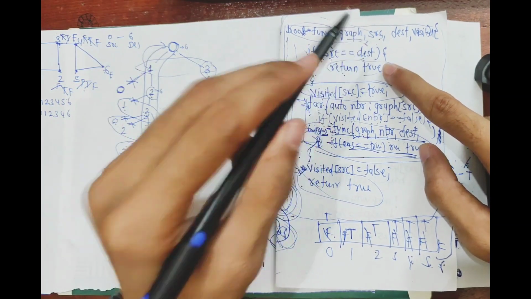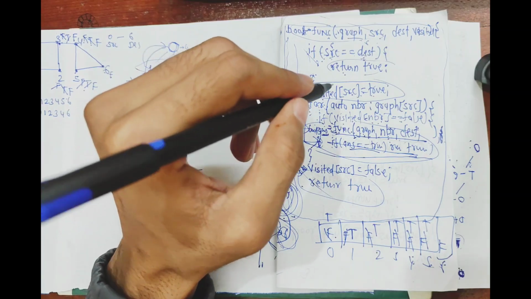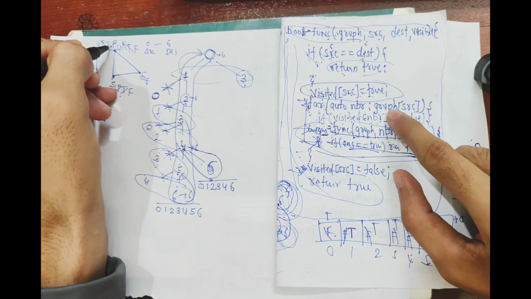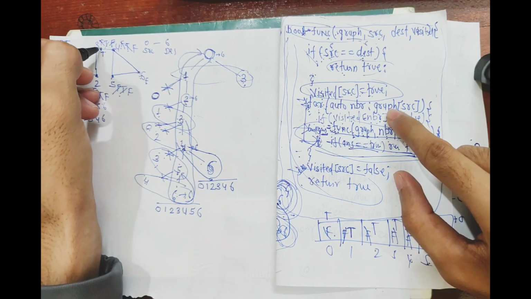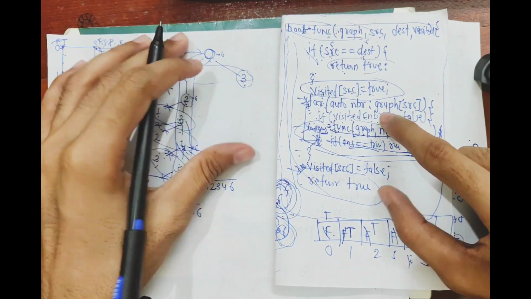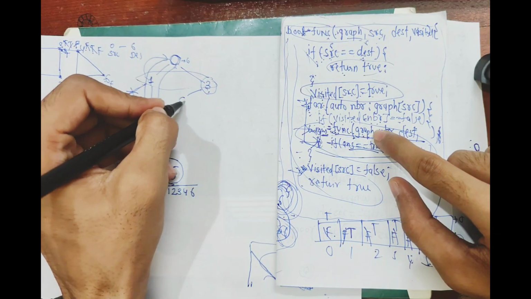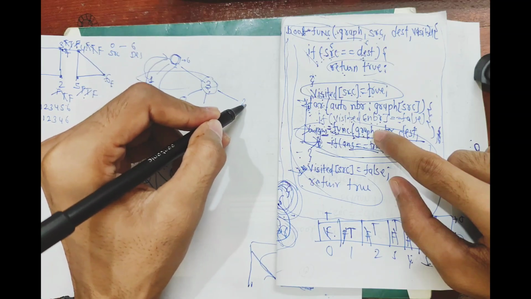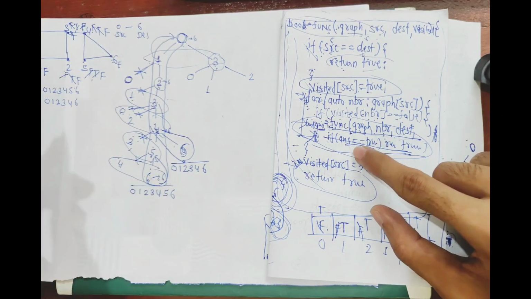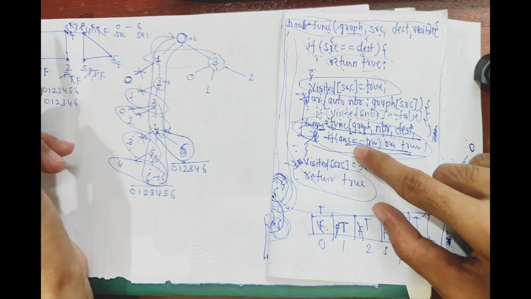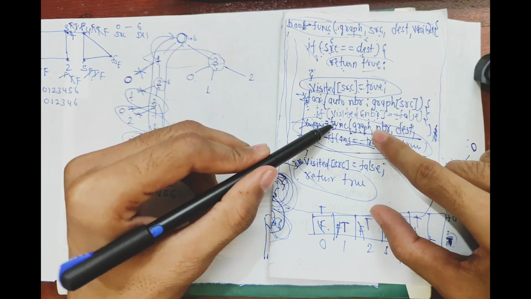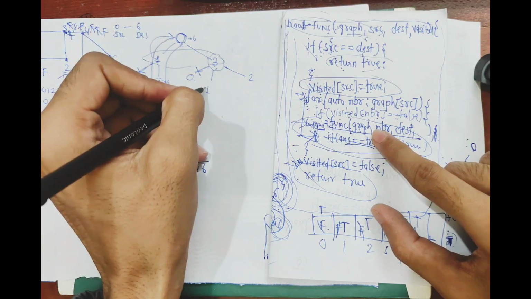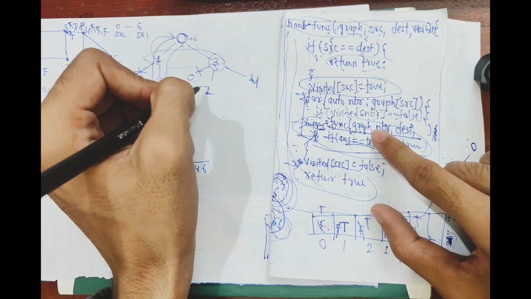Now we will check 3 is not equal to 6, so this will not run. Now visited of 3 we have to mark again as true, right? So 3 becomes true again. Now we will check its neighbors. 3's neighbors are 0, 1 and 2, right? See, 0 is true, so we will not do a recursive call from 0. Now, sorry, this is 2 and this is 4. 3's neighbors are 0, 2 and 4.